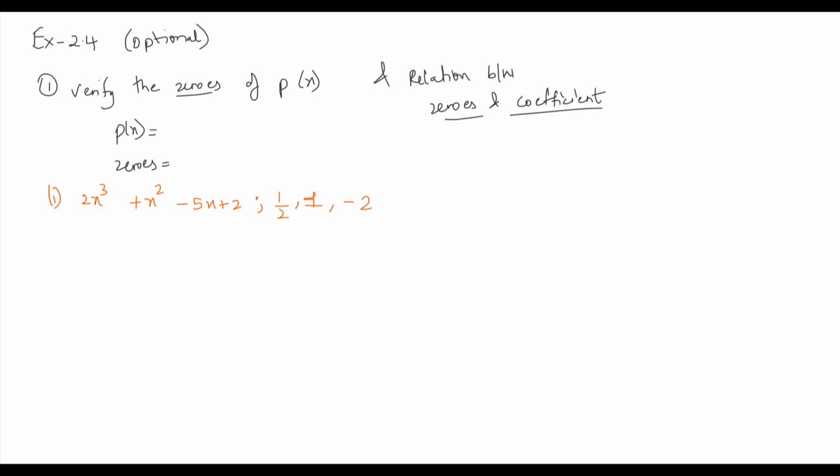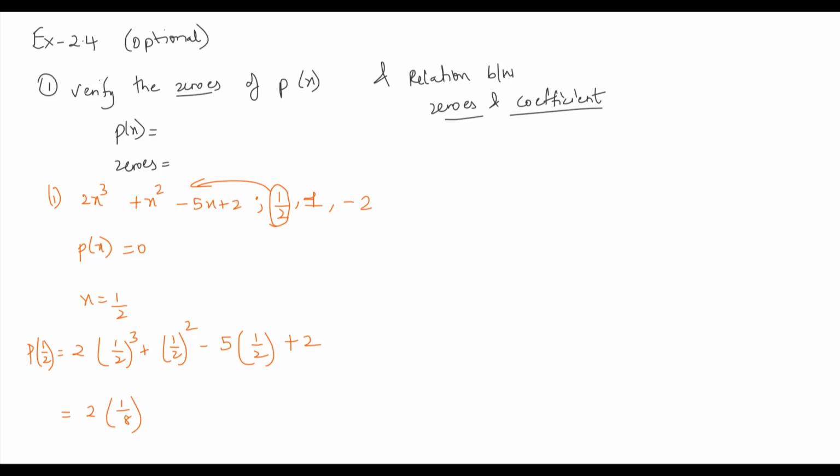In class 9, we have learned how to verify the zero of the polynomial: you have to equate p of x to 0 and take that 0, that is here x equals 1 by 2, and substitute in the polynomial. Therefore, you will get p of 1 by 2 as 2 into 1 by 2 whole cube plus 1 by 2 whole square minus 5 into 1 by 2 plus 2. On further solving, you will get 2 into 1 by 8 because 2 cube is 8, plus 1 by 4, 2 square is 4, minus 5 into 1 by 2 is minus 5 by 2, plus 2.